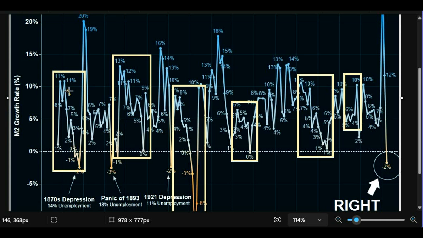We have that on the micro, that on the micro, that on the micro, that on the micro, that on the micro. Now, currently, the money supply, okay, we're down minus 2%. Back in 1870, we're down 2%.